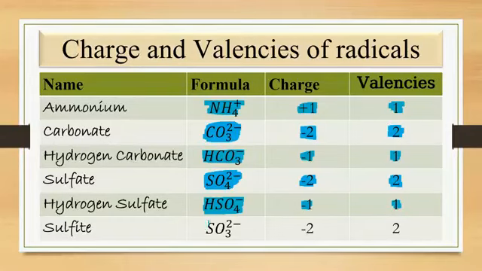Sulfite. Sulfate is SO4 2 minus. On the other hand, sulfite is SO3 2 minus. So in sulfite, the charge of sulfite ion is -2 and the valency is 2, as valency is equal to the charge of a radical.